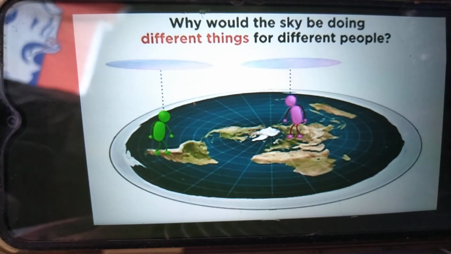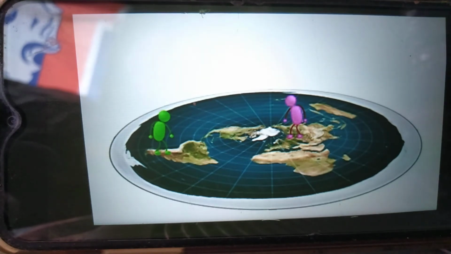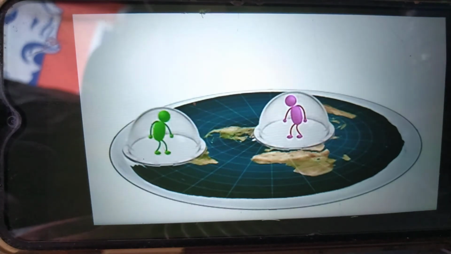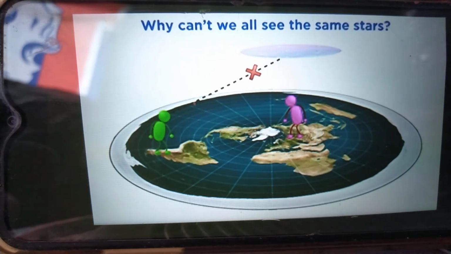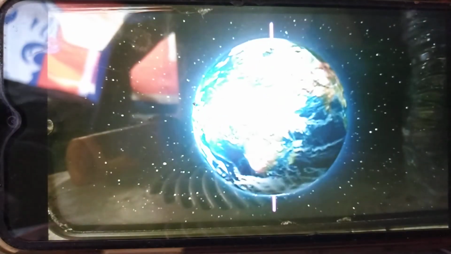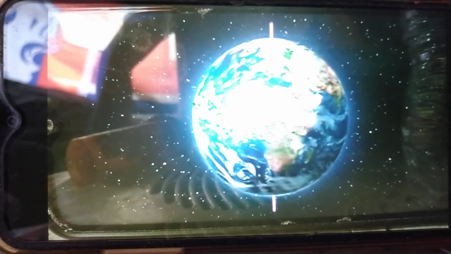That the sky would be doing different things for different people just because they are standing closer or further from the center of a disk is total nonsense. That's why flat earthers avoid this subject altogether unless they have the balls to invent idiotic sorcery like personal domes and other fantasies that are not even worth deconstructing. Furthermore, why can't people towards the outer edge see the same stars as people towards the center? And vice versa. What's blocking the light?